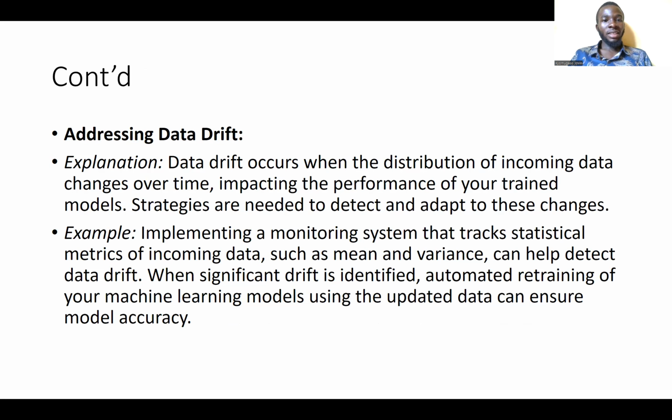Then address data drift. Data drift occurs when the distribution of the incoming data changes over time. So the data that you provide to the model is continuously changing over time. That becomes a problem. To solve this problem, we're going to implement a monitoring system that tracks the statistical metrics of incoming data, such as mean and variance. So this monitoring system will keep on tracking the incoming data so that we address data drift.